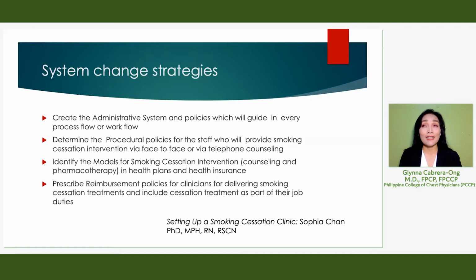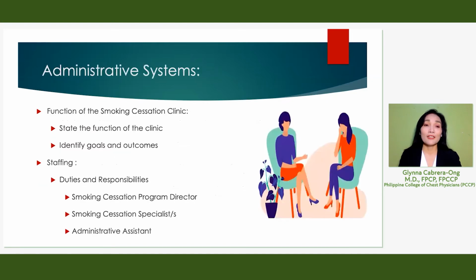After we have decided upon our organizational chart, we have to create now the administrative system and policies, which will guide every process or workflow. We determine the procedural policies for how the staff will provide smoking cessation intervention via face-to-face or via telephone counseling. We identify the models for smoking cessation intervention in health plans and health insurance, and prescribe reimbursement policies for clinicians for delivering smoking cessation treatment, and include cessation treatment as part of their duties. So this is the process of creating our administrative system.